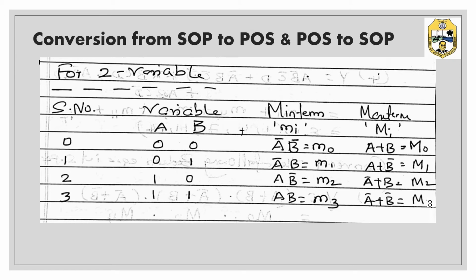A min term is represented by m i. So 0 0 can be written as A bar B bar, and that is indicated as m0. Then 0 1 can be written as A bar B, which is written as m1. For 1 0 it is taken as A B bar, equal to m2, and for 1 1 it is taken as A B, equal to m3.